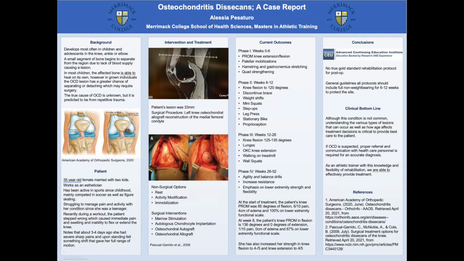Other patients also have non-surgical options, and this is best for growing children, again, because they're able to heal on their own. So this includes rest, activity modification, and immobilization. However, they do need to be monitored routinely to assess their symptom improvement as well as the lesion. This also allows for preservation of articular cartilage.